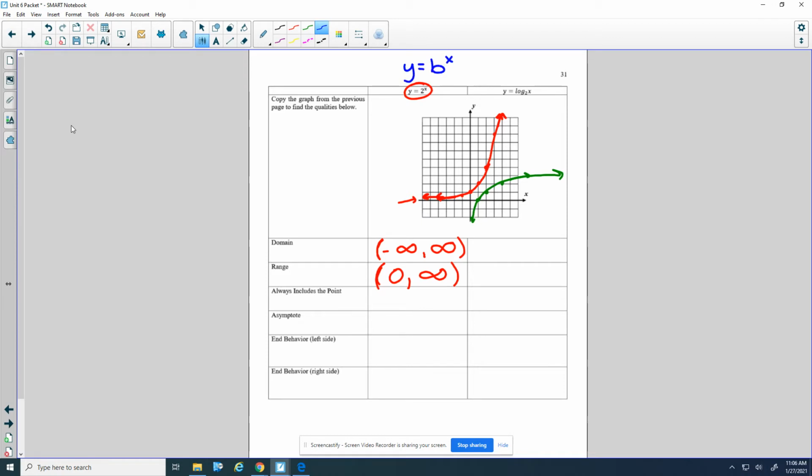What point is always on a graph that is y equals b to the x? So no matter what number I put here, any base to the 0 always equals 1. So the common point is 0, 1. That point is always there, unless we transform and move it around. If it's a parent function, it goes through that point.